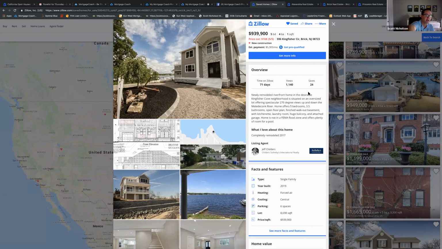So the builder here is not going to want to be so aggressive. They think it's there. What a great opportunity to go to new construction, to go to a builder like this. And this is Brick, New Jersey. This is one of the mortgage coaches right here that wanted to focus on Brick.